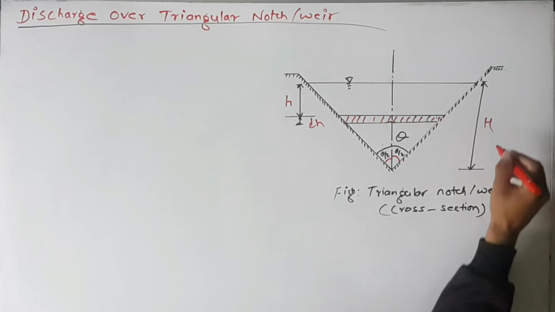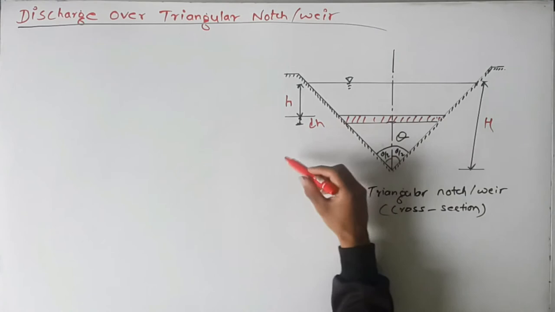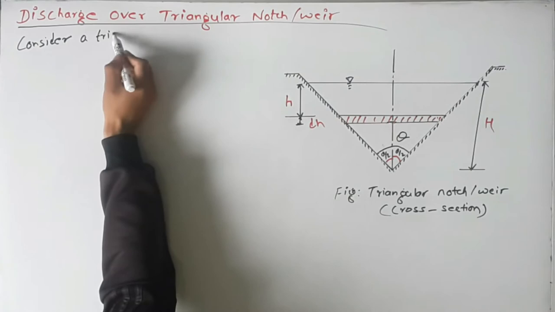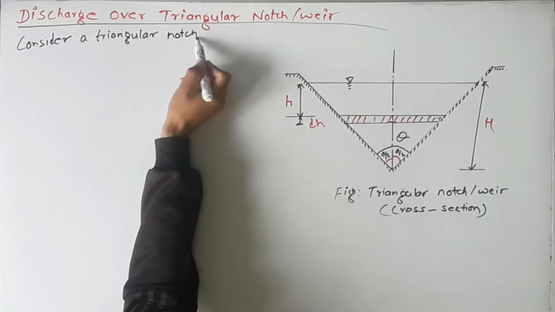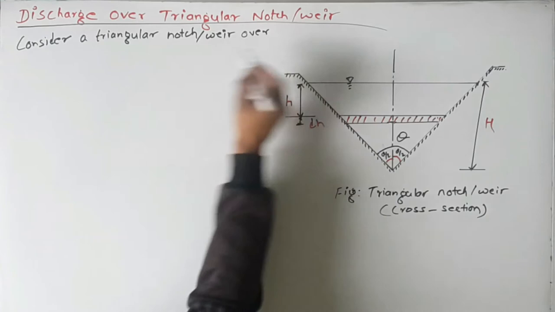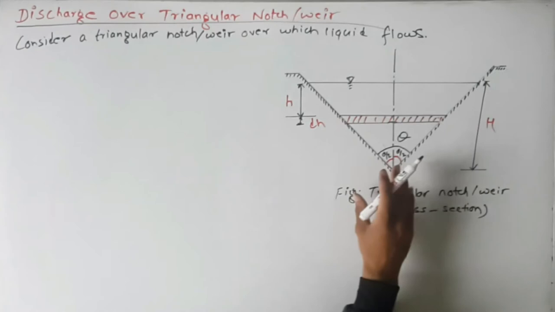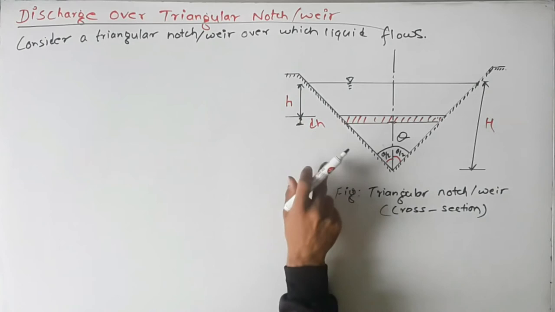First of all, we will write the required parameters while deriving an expression. Liquid flows over the notch or weir. We consider this triangular notch only, and the required parameters are written.